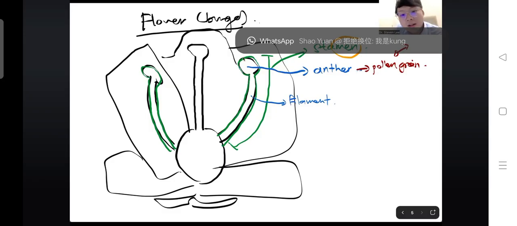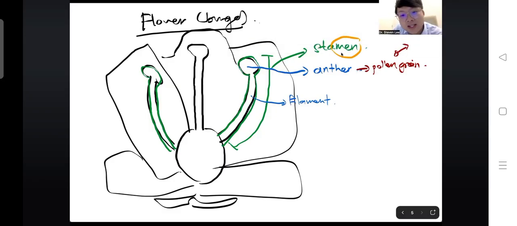So I repeat, the male portion of the flower is called the stamen. It has two parts. The anther, the top part, is used to produce the pollen grain, which is the male gamete. The bottom part is a stalk called the filament, which is used to support the anther. Okay? So now we look at the female part.